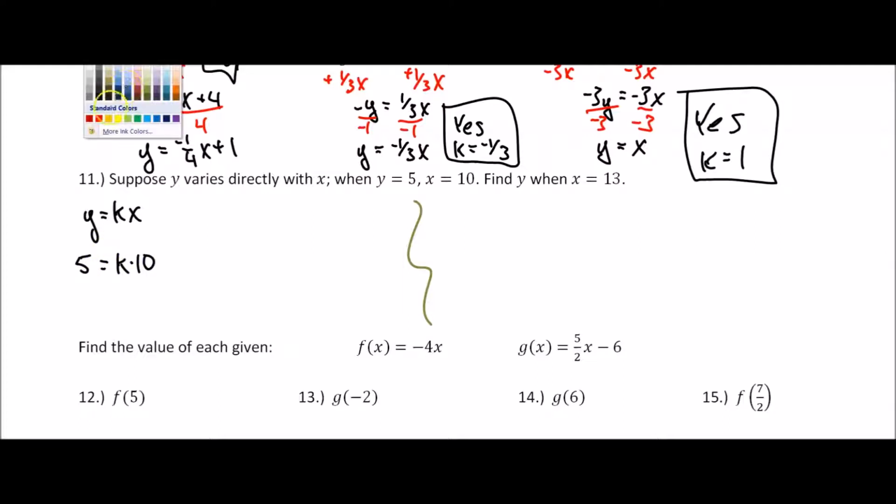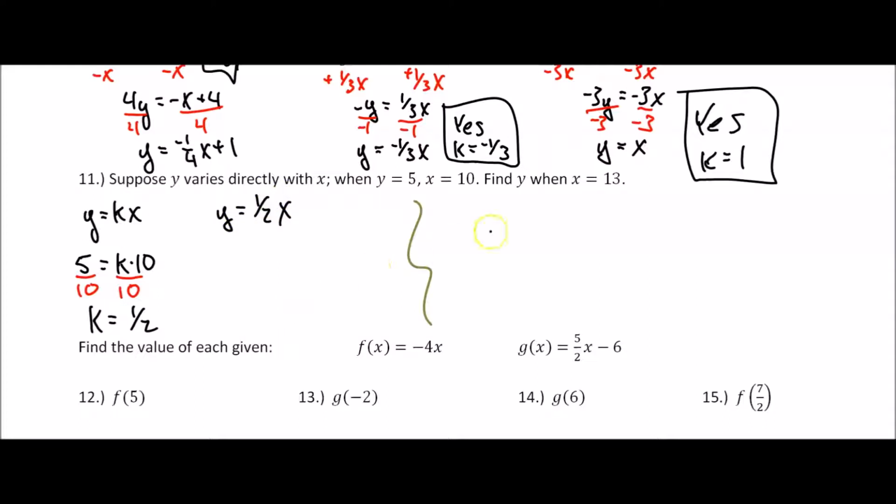Well, now I can easily find out what the constant of variation is. I can solve for k by dividing by 10. And if I do that, I end up with k equals 1/2, which means the equation for direct variation this time is y equals 1/2 x. So then given the second piece of this thing, they give me an x value. Well, all I have to do is plug it in to get the y value. So if I plug that x value in, I get y equals 13 over 2. And that's it. There's the y value.